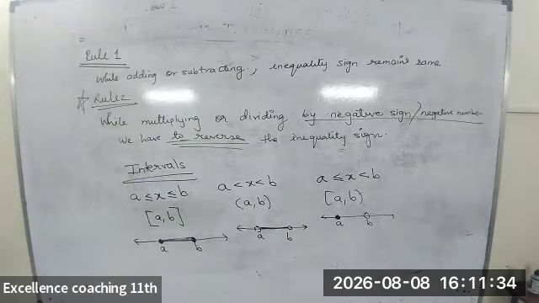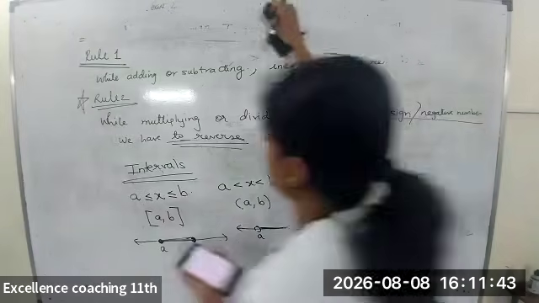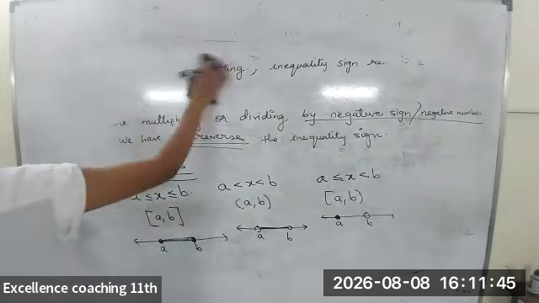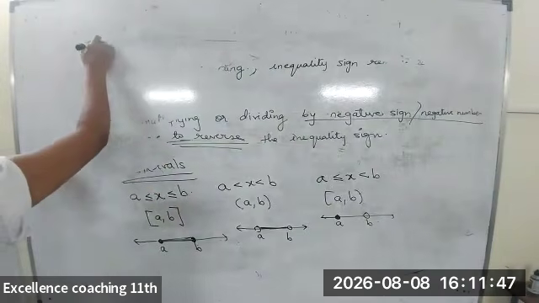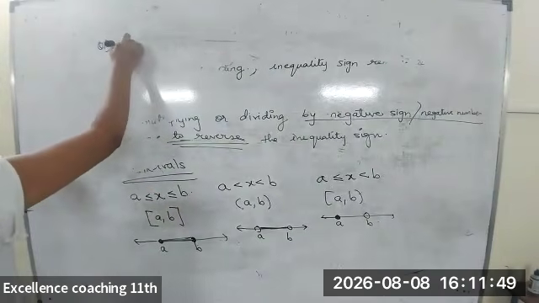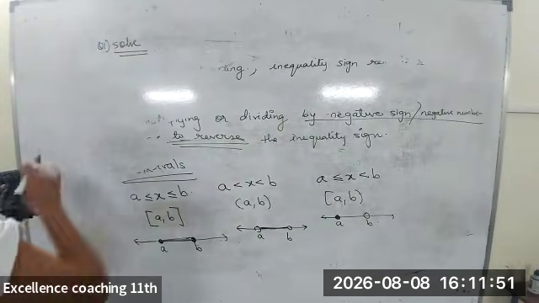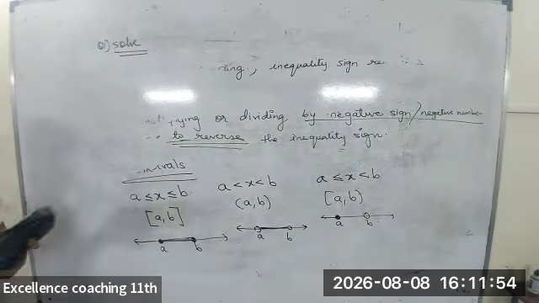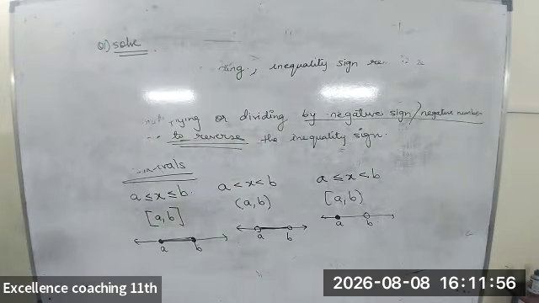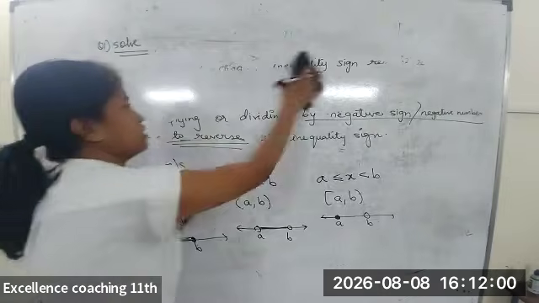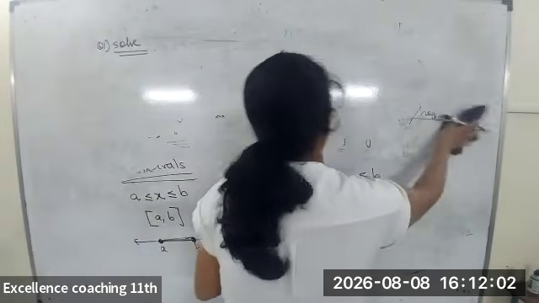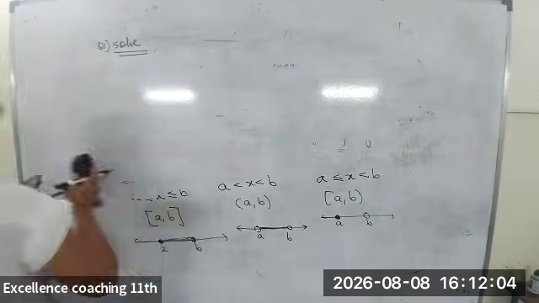Now we'll start with the problems. So we'll start with the exercise. So first question. Solve the following when x is a natural number, when x is an integer, when x is a real number. So as we solve the problem, I will explain how exactly to write the answers.